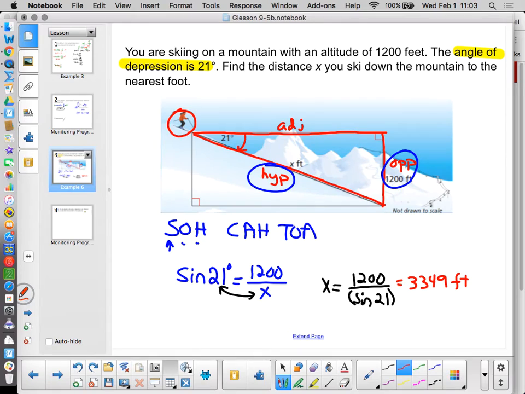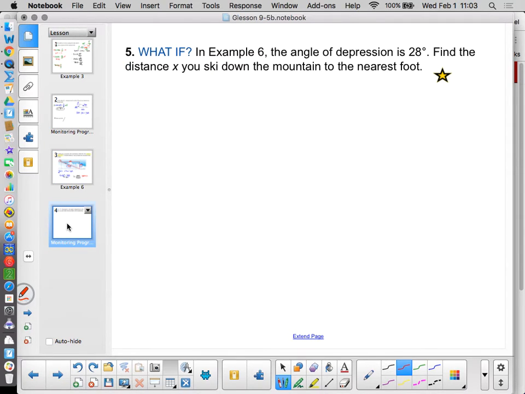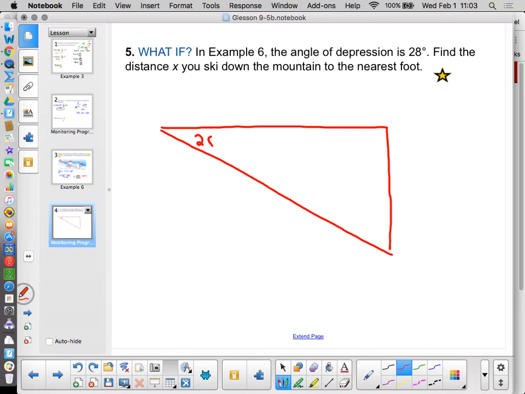So once again, we use our sine, cosine, tangent, our SOHCAHTOA to set up an equation, and then we solve that equation. Exact same problem, but now my angle of depression is 28 degrees. So I'm going to draw the picture for you, help you get it set up. Okay, now my angle of depression is 28 degrees. It's still a 1,200 foot drop on the slope. How long is the slope itself? This time you set up the equation and solve it, and then we'll see you in class.